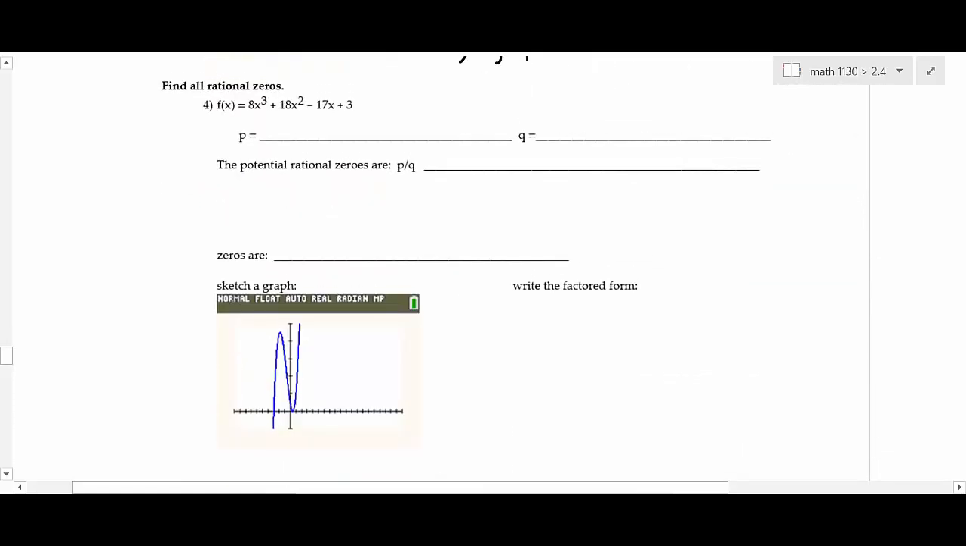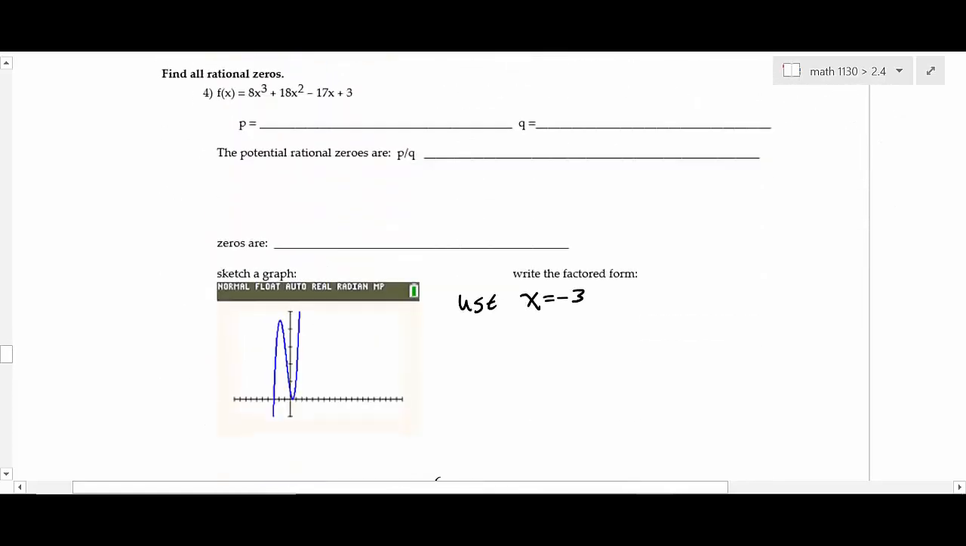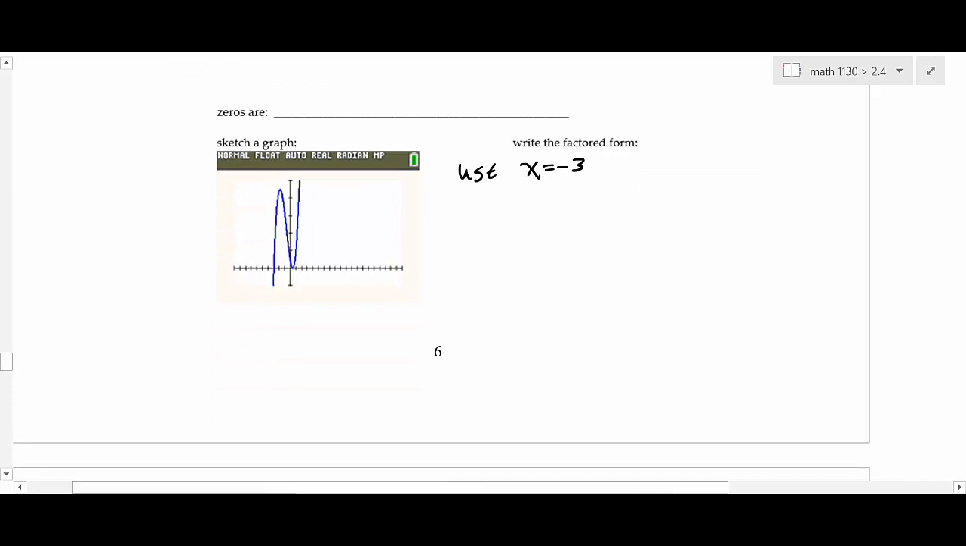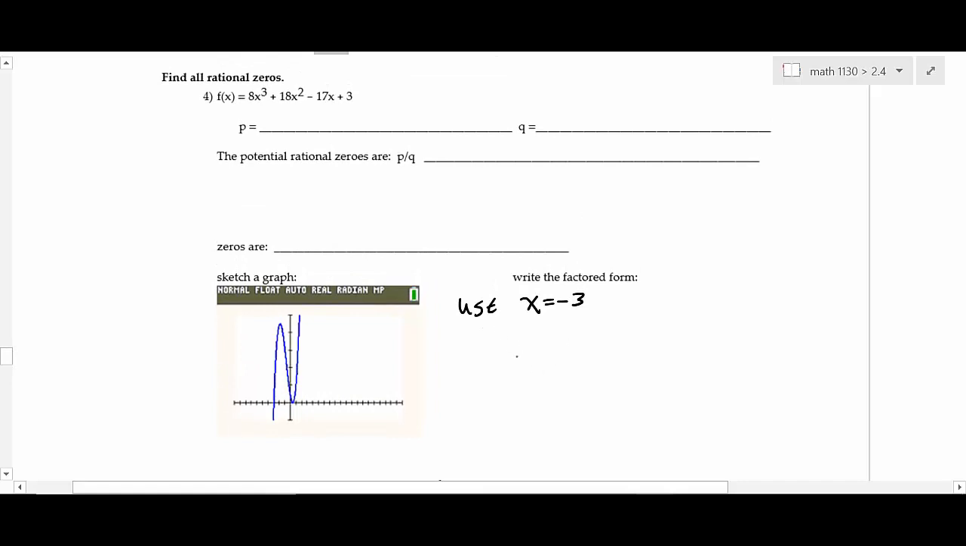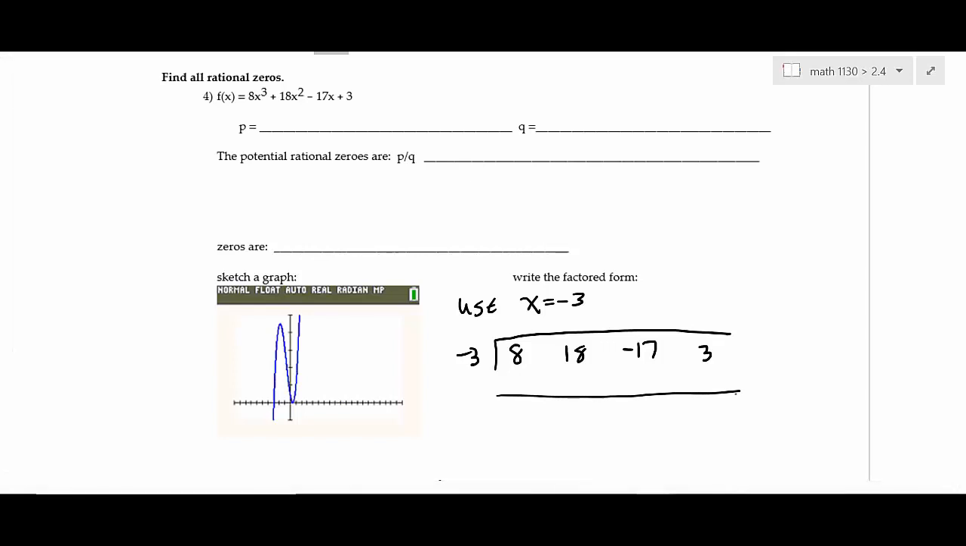All right, on this one, I'm going to look at my graph to get the first 0. I'm pretty sure that -3 looks like a 0. So let's just use x equals -3 on this. As I do some of these, I also want to put some of them in a factored form, okay? So with this problem, you want to do your synthetic division. You would have 8, 18, -17, and 3, and then we're going to divide by -3, all right? And what's the remainder going to be? 0, right? Because we already know it's a 0 just by looking at the graph. So let's see if that works out.